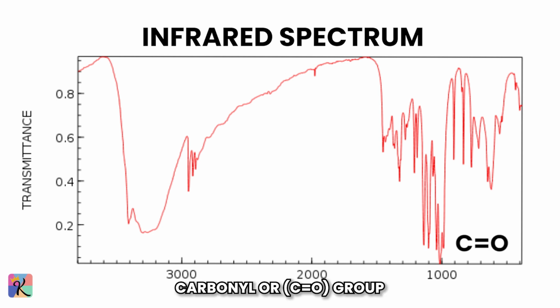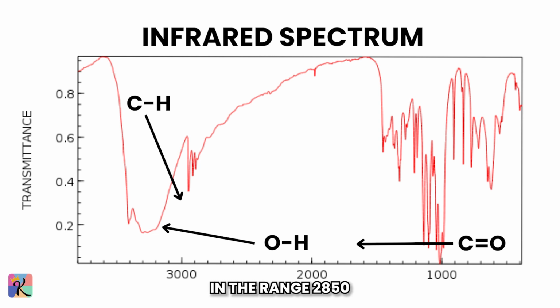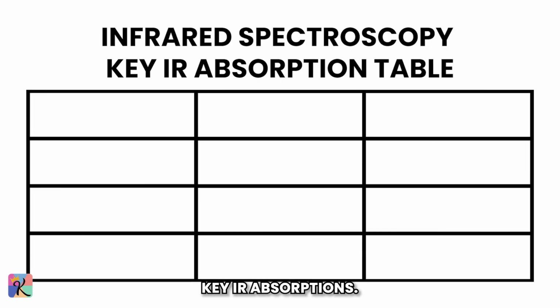For instance, a carbonyl, or C=O, group has a strong, sharp absorption around 1700 wave numbers, while an OH stretch appears as a broad peak around 3200 to 3600 wave numbers. Recognizing these characteristic peaks helps identify functional groups in organic molecules. Additionally, CH stretches are seen in the range 2850 to 3300 wave numbers, depending on whether the carbon is sp, sp2, or sp3 hybridized. For the MCAT, it's crucial to memorize key IR absorptions.